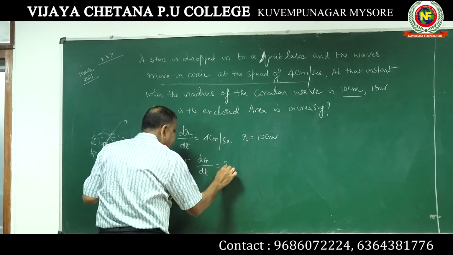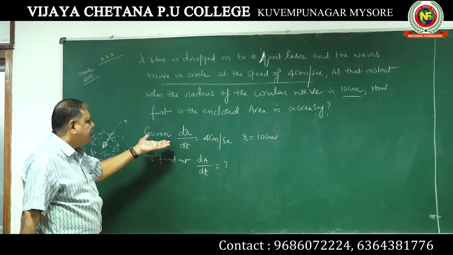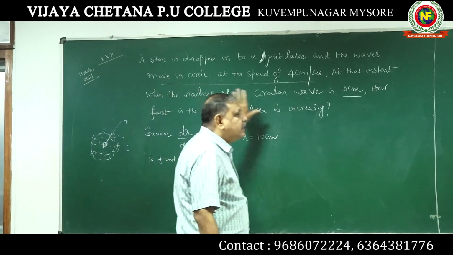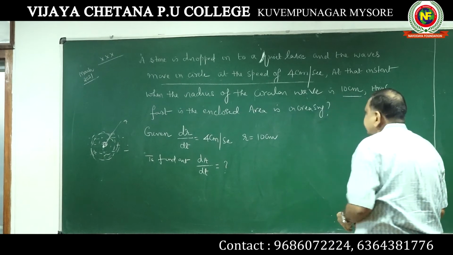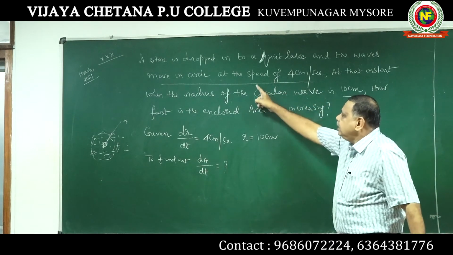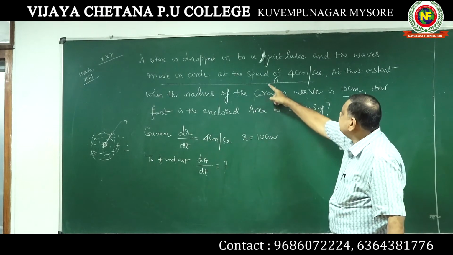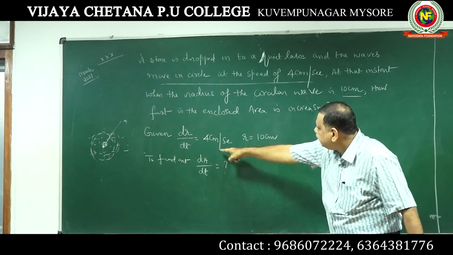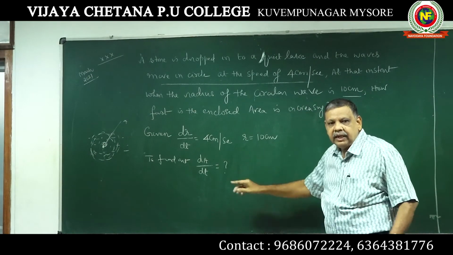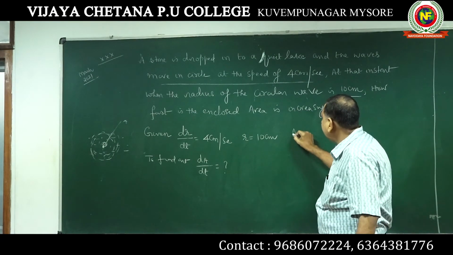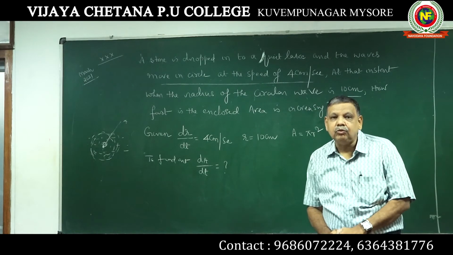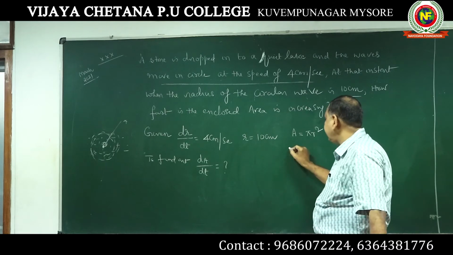Very simple problem. The radius is increasing at this time. Please understand the statement of the problem. When a stone is dropped into this lake, the waves move in circular form at the speed of dr by dt. Next, the radius of the circular wave is 10 centimeters, find dA by dt. You know the formula, the area of the circle is pi r square. Don't get confused and put 2 pi r. Area is pi r square.